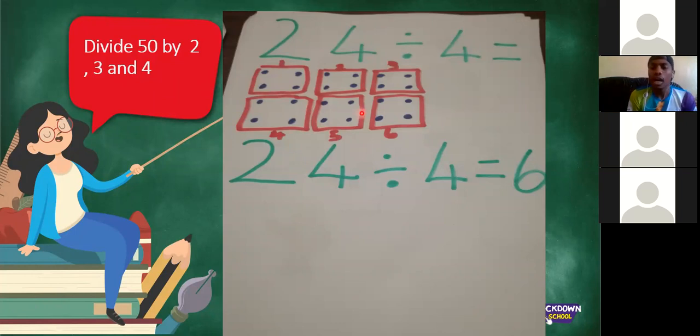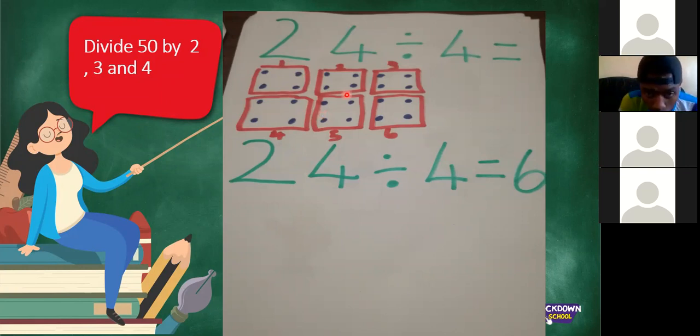Then you count. How many groups do I have when I divide 24 by 4? How many times can I share it 4 times? How many groups do I have? Then you count. 1, 2, 3, 4, 5, 6. 6. That's all you know. 24 divided by 4 is 6, because you got 6 groups when you divided 24 by 4.